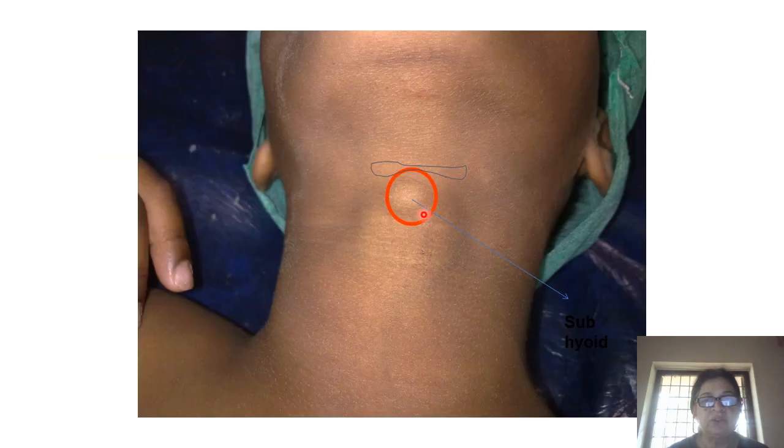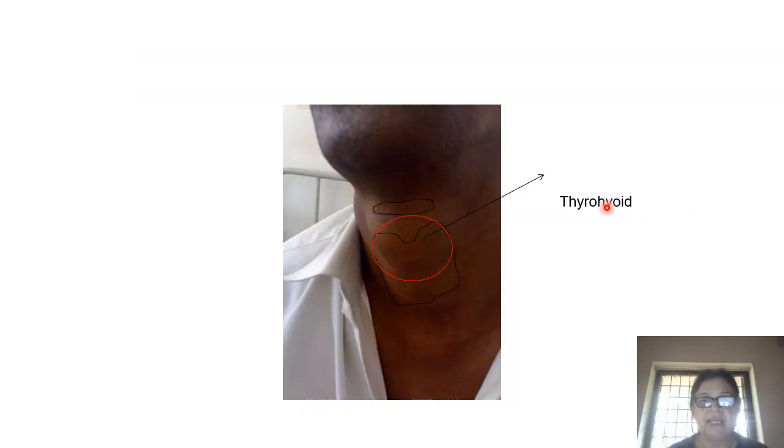So now let's have a look. This is the same child under anesthesia. You can see this is the tracing of the hyoid bone. You cannot see the hyoid bone, but you can palpate, and this is your cyst. It's a subhyoid cyst, below the hyoid. Again, this is another chap. You can palpate the hyoid bone, and this is the thyroid cartilage, and your cyst is sitting over the thyrohyoid area.